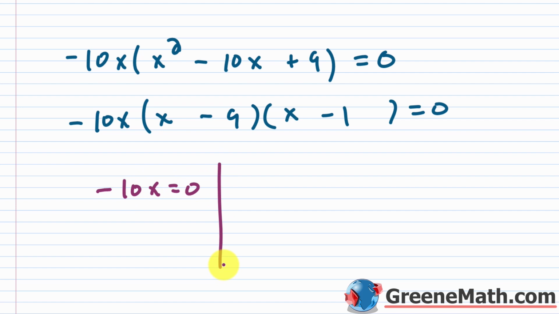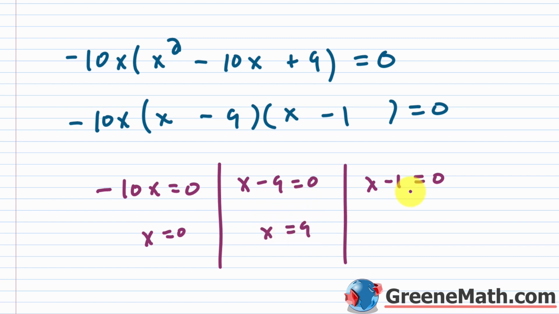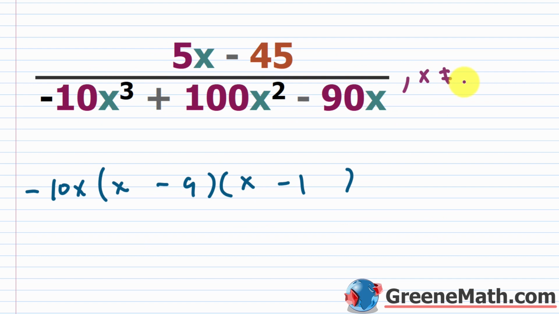So that's something you need to consider. Then also you have x minus 9 equal to 0. Then you have x minus 1 is equal to 0. So for this one, again, you divide both sides by negative 10, you get x is equal to 0. Add 9 to both sides here, you get x is equal to 9. Add 1 to both sides here, you get x is equal to 1. So x can't be 0, it can't be 9, and it can't be 1. So let's say x cannot be equal to 0, 1, or 9.